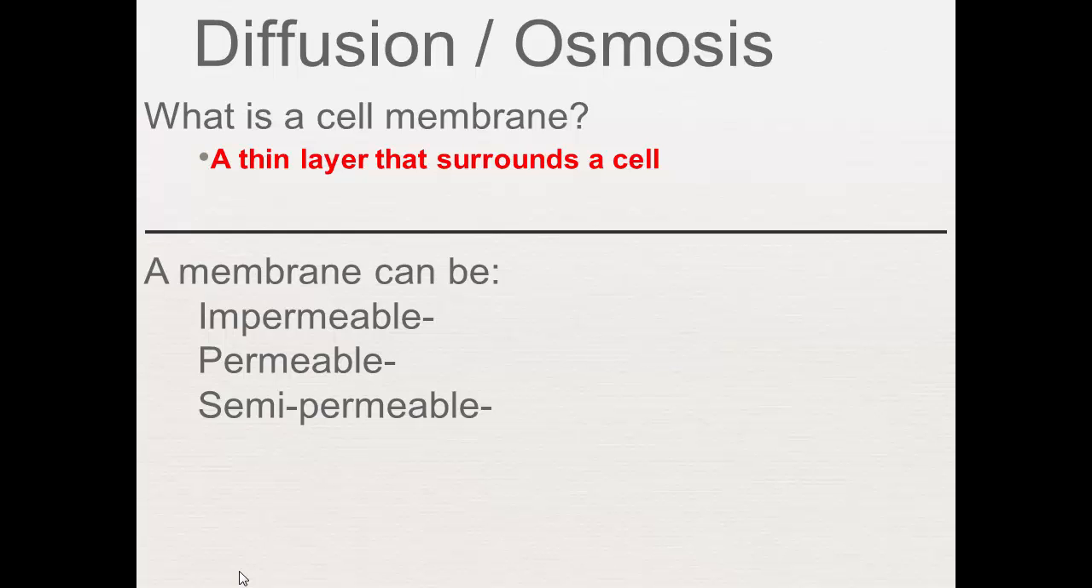The cell membrane, this thin layer around the cell, is what we call selectively permeable, or semi-permeable, which means some things can go in and out, other things cannot. The cell membrane controls which molecules can go into the cell and which cannot. A membrane may be impermeable to a substance, which means a substance cannot go through it. For example, the cell membrane is impermeable to starch. Starch cannot get through the cell membrane. It's too big of a molecule.